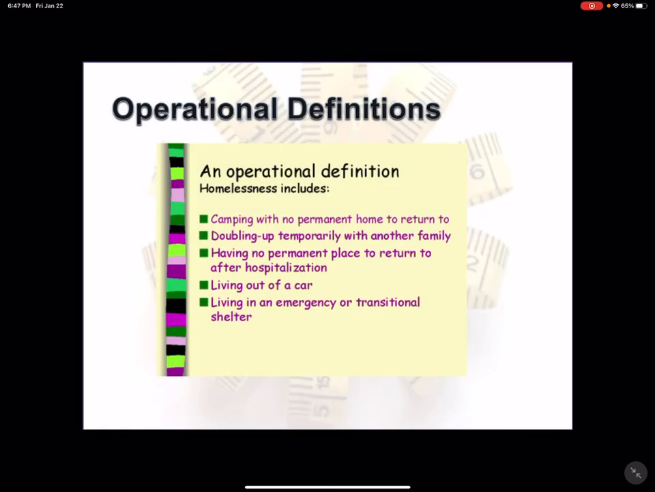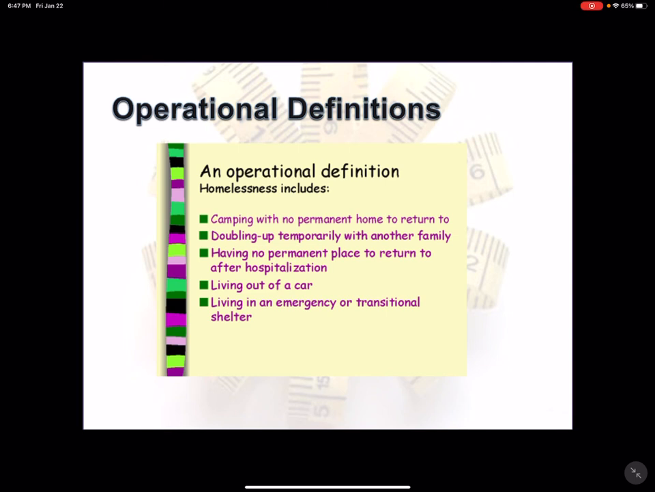Here's another operational definition. I found this on the web. It's an operational definition of homelessness. It was a part of a study where researchers were interested in where homeless kids went after they were in the hospital. When they were sick, did they have a safe place, a healthy place to go when they healed?